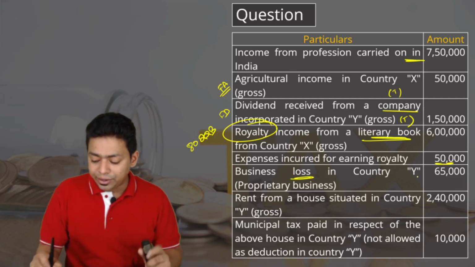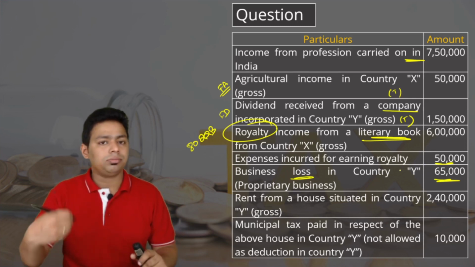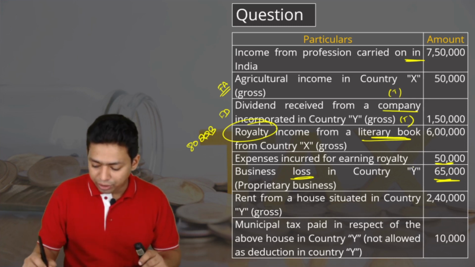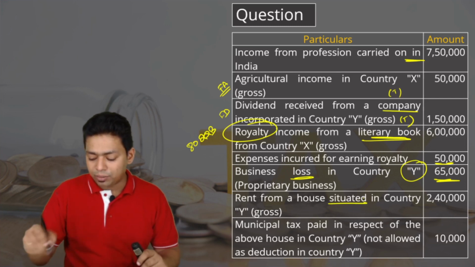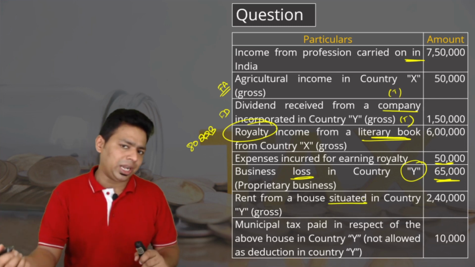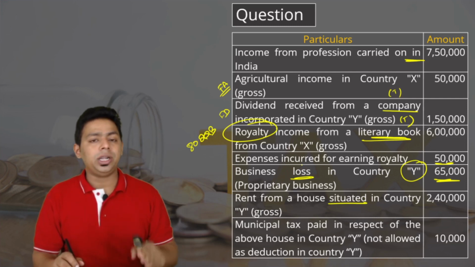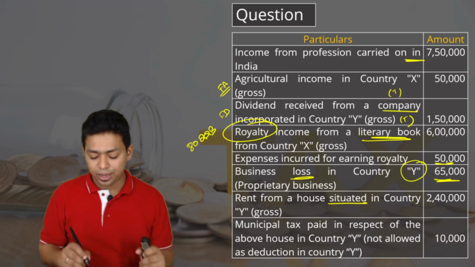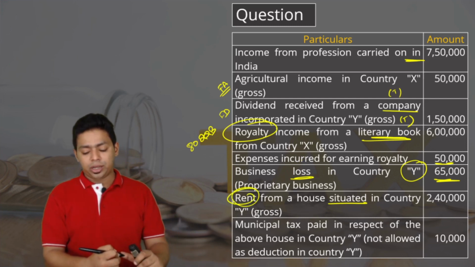Business loss in country Y. Can I set off business loss against Indian business income? If we talk about country Y, then any income that we are earning, house property income that we are earning in country Y, definitely yes, you can set off. Business loss can be set off against house property, capital gain, other sources, but cannot be set off against salary.